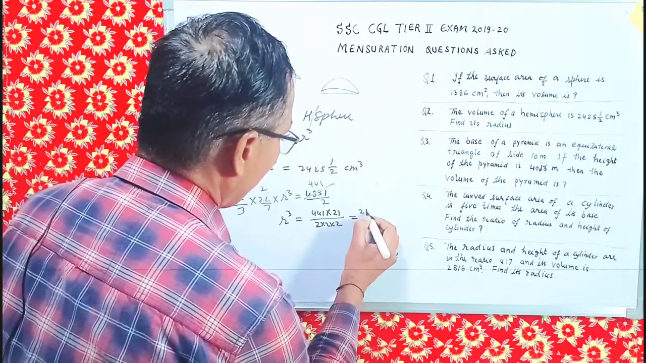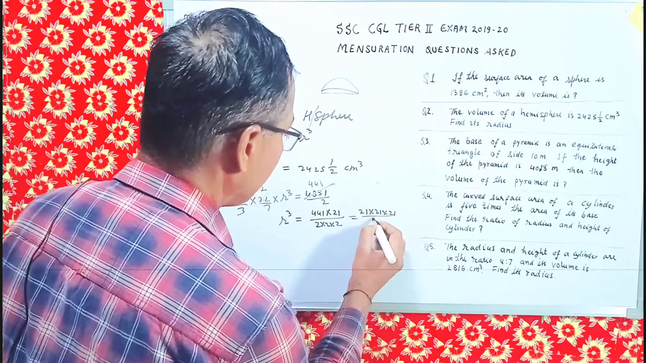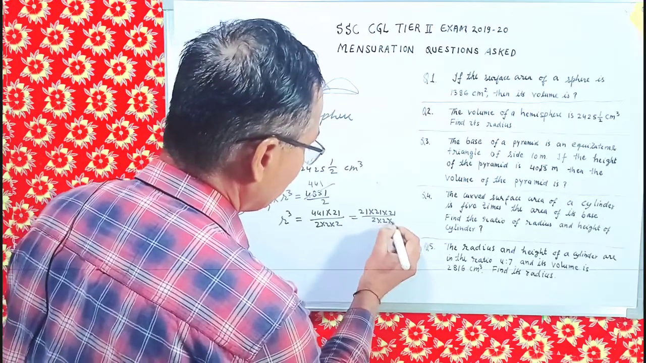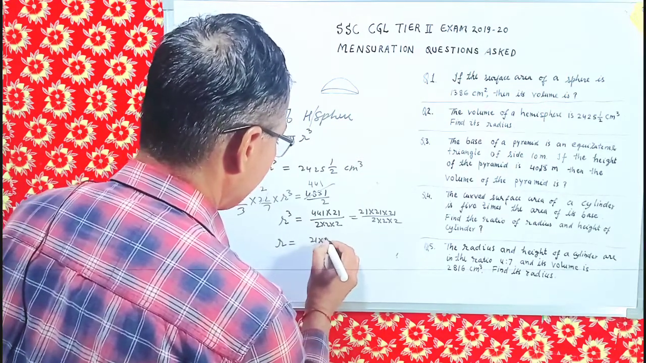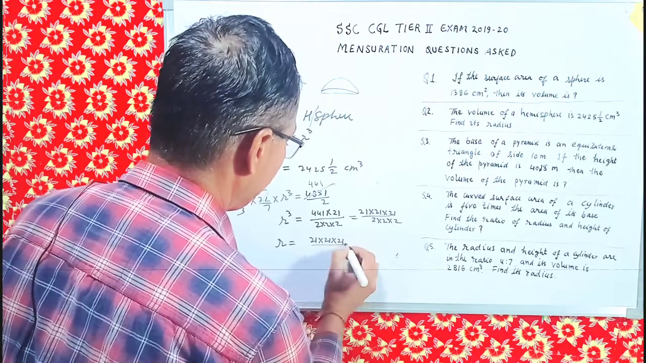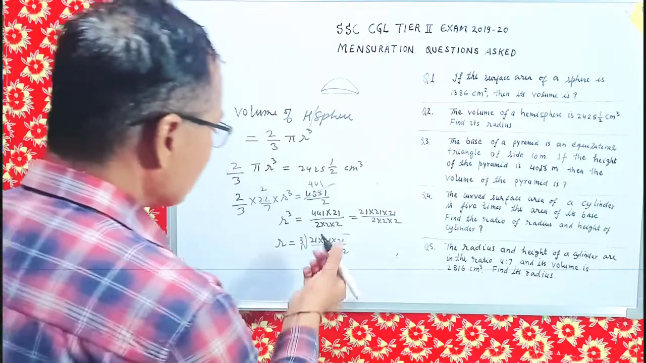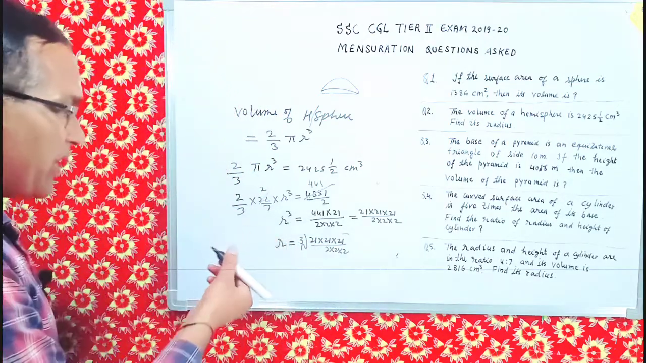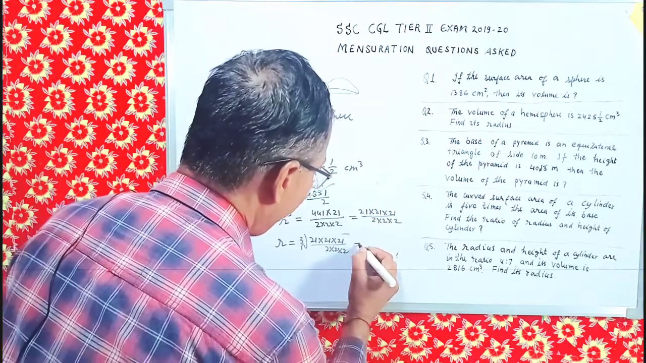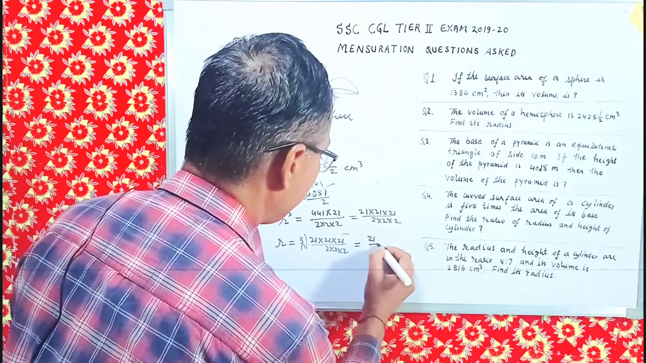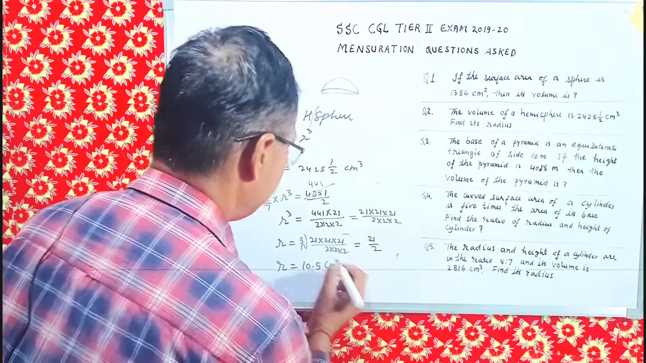Again 441 is square of 21. So 21 into 21 into 21 divided by 2 into 2 into 2. So r is equal to cube root of these numbers. Factors are in the pairs of 3, which is our requirement. So we will take out one pair, that is 21 by 2. So r is equal to 10.5 सेंटीमीटर.